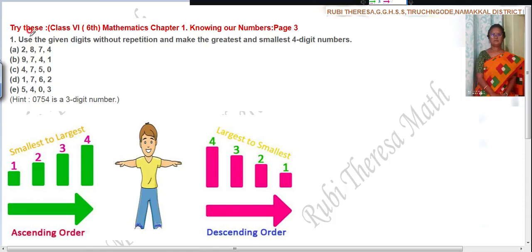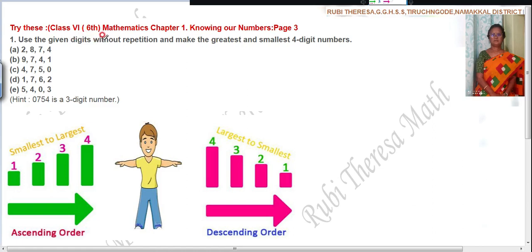Shall we do the problem? Just listen to me and see the problem. Use the given digits without repetition and make the greatest and smallest 4-digit number. So, what are the conditions they have given and what are they asking you to write? Both the things you have to check out.